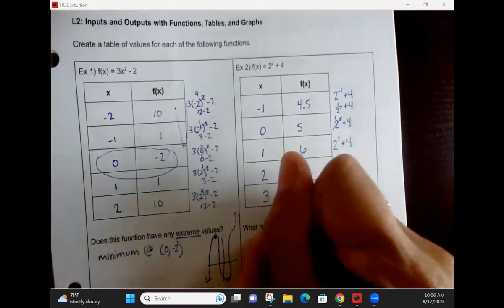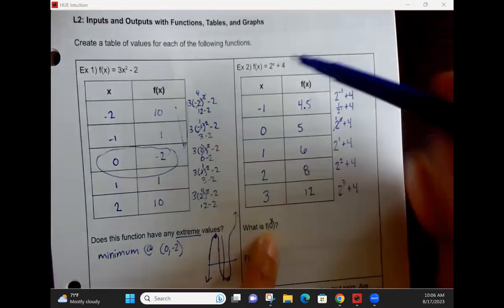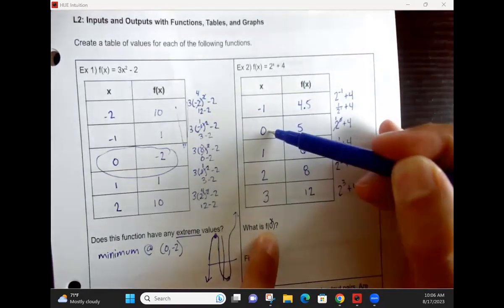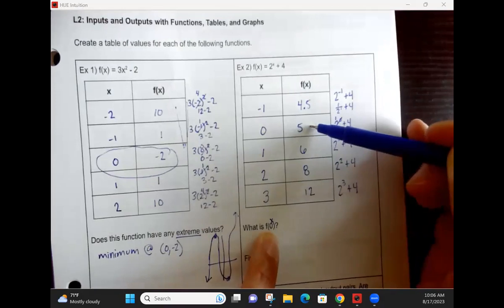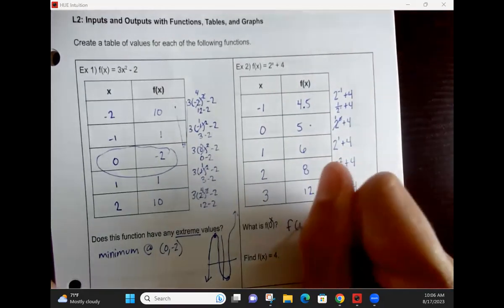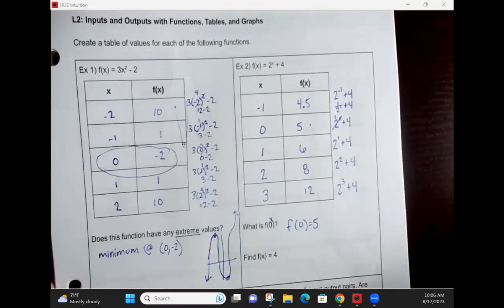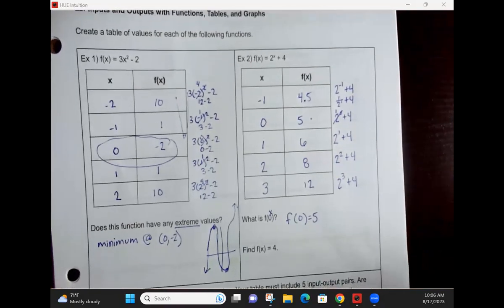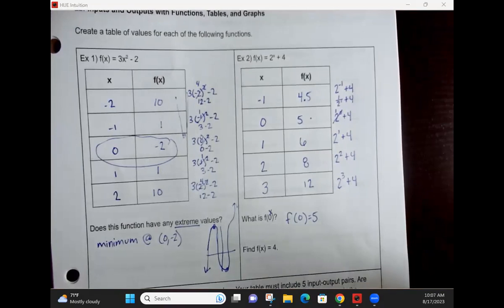So if I want f of 0 from a table, or f of anything from a table, I'm looking at that value as an x, and I am going to report that corresponding y. So f of 0 here is 5. You will also have questions from me where I give you the output and ask you for the input. So like our second question down here, find f of x equals 4. Now, this could be a function or a question where I take my function, I set this as the output, and I solve algebraically for what that x value was.